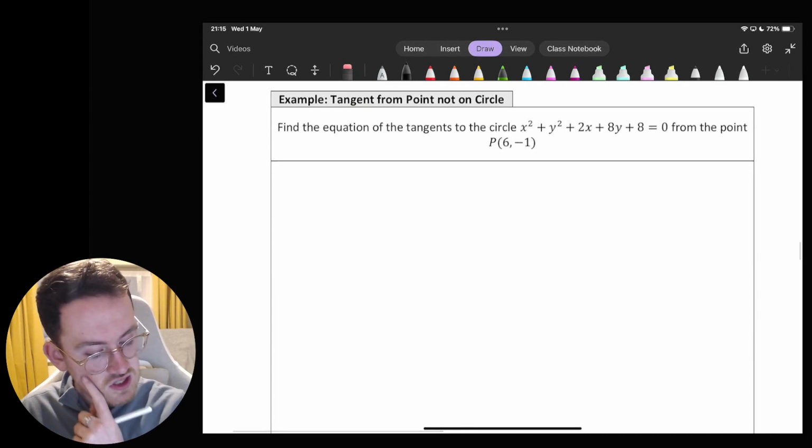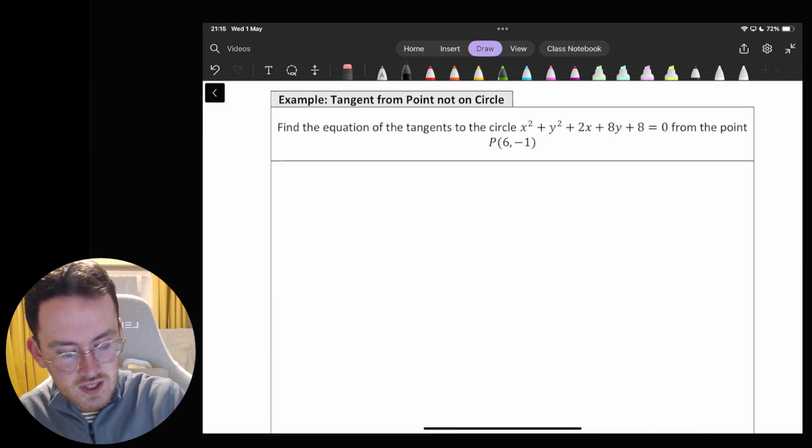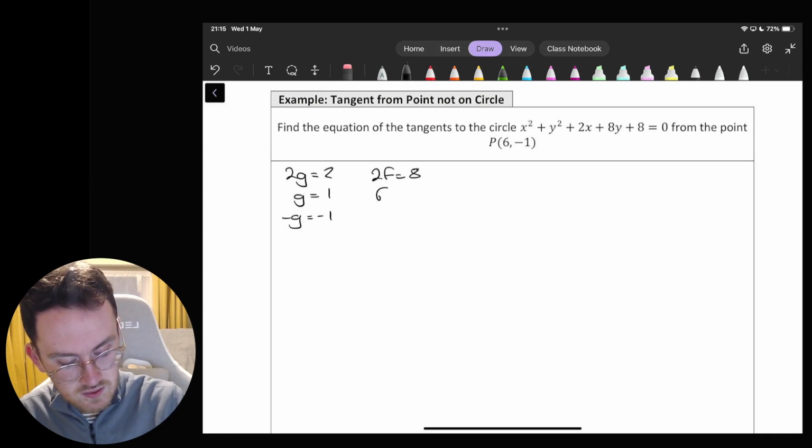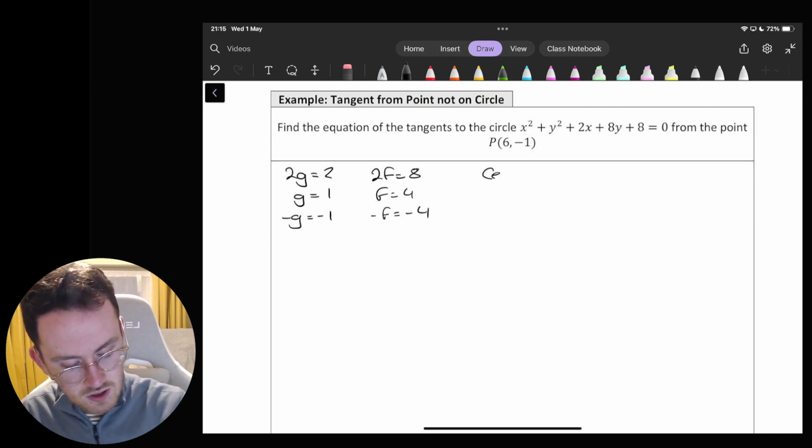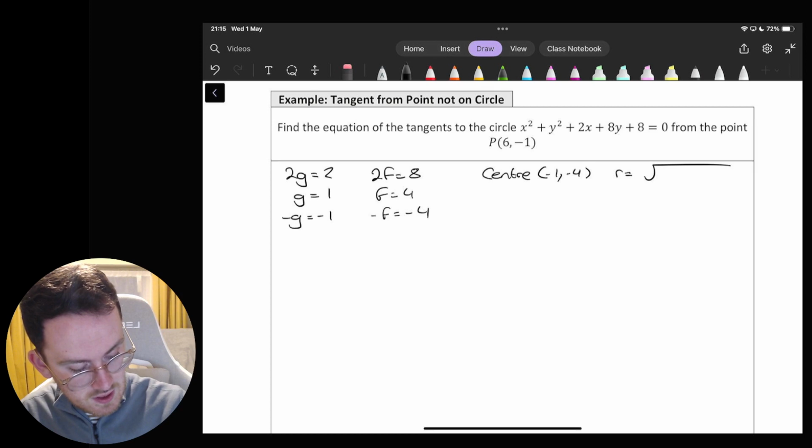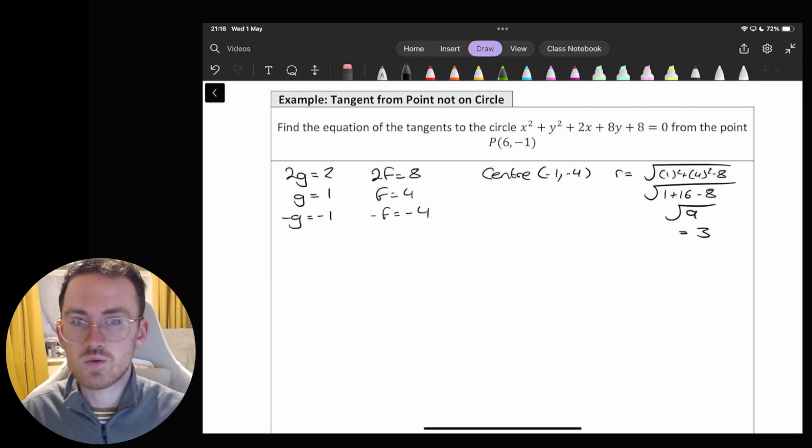So find the equation of the tangents to this circle from the point (6, -1). So let's have a look at the center. 2g is 2, g is 1, minus g is minus 1. 2f is 8, f is 4, minus f is minus 4. So I'm looking at center (-1, -4). Radius: 1 squared plus 4 squared minus 8, so 1 plus 16 minus 8, which is 9, which is 3. So radius of 3. Whether I need that, I suppose we'll see as we go forward.